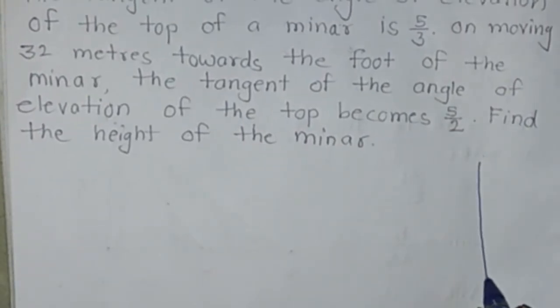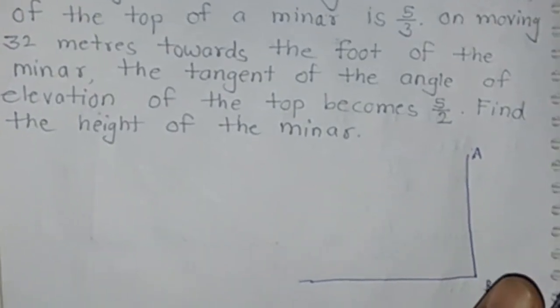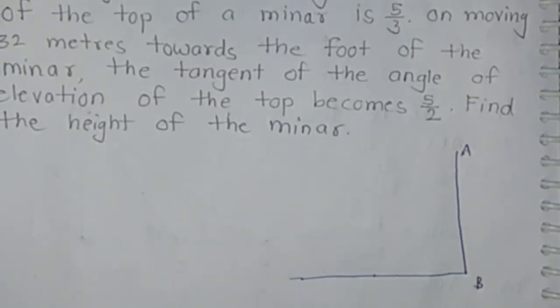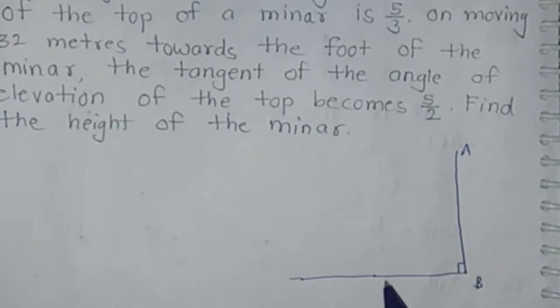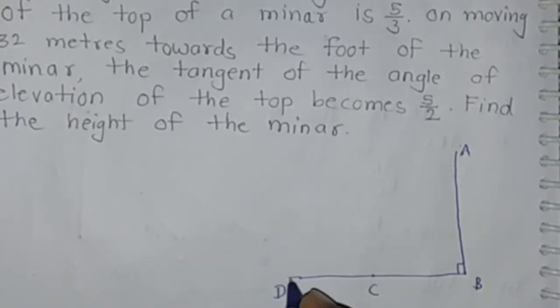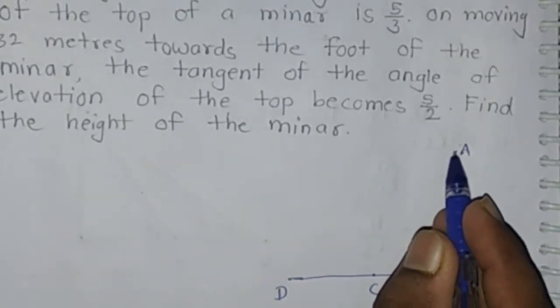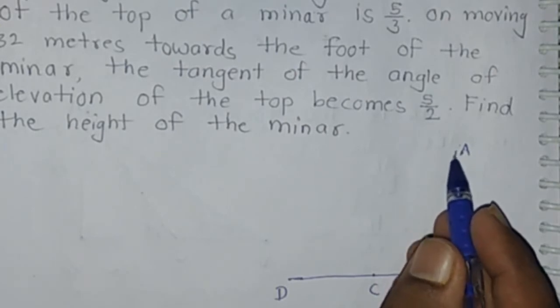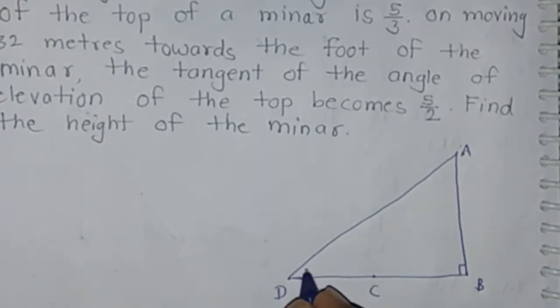Let AB be the minar, and the angle at B is 90 degrees, AB is perpendicular to the horizontal. Two points on the horizontal plane, let them be C and D, from which the tangent of the angle of elevation from the first point D is 5/3.